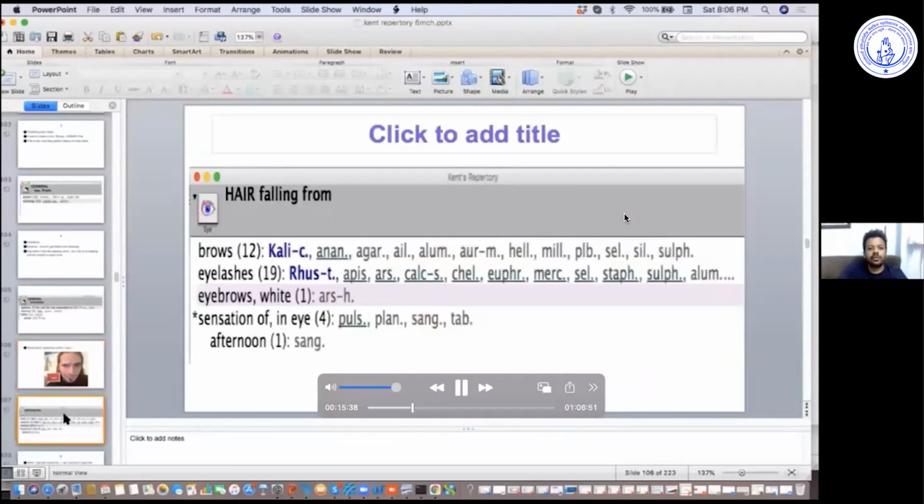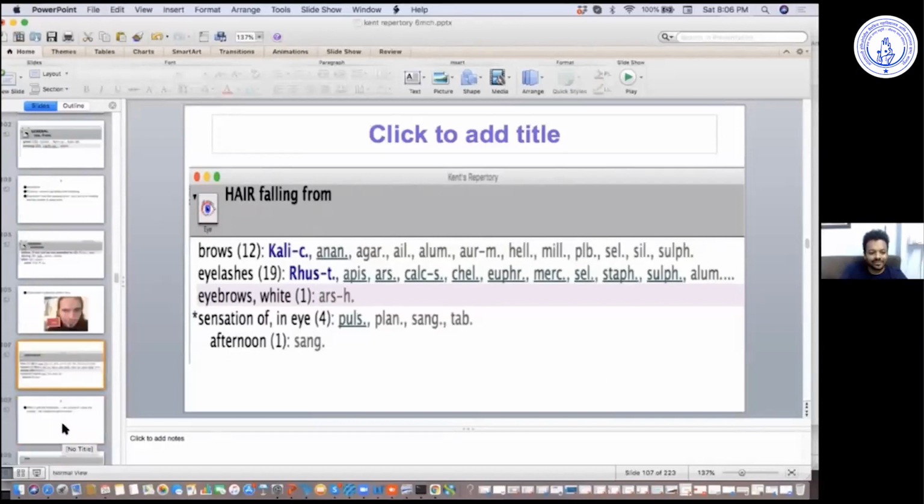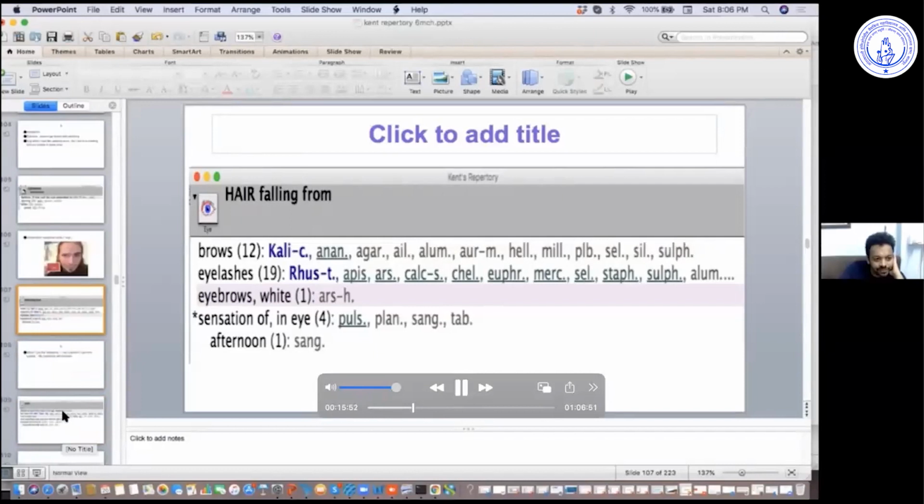So let's see what are the rubrics. So, yes, hair, eyebrow, white. Okay. Maybe if you have your Kent repertory, you can mark the rubrics, or if you have your register.